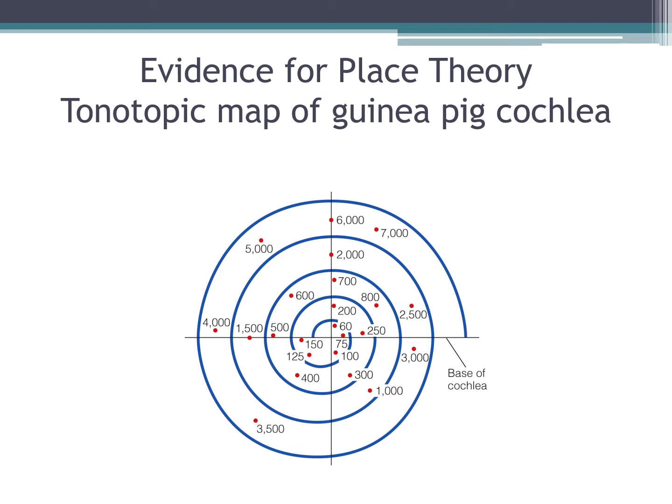Some evidence for place theory: they have found the tonotopic map of a guinea pig cochlea. And you can see down at the base, we're at about 7,000 hertz. They apparently don't hear as high frequencies as we do. And as we move up and up towards the apex, into the very center of the winding and narrowing of the cochlea itself, we're down at 75 hertz, 60 hertz.